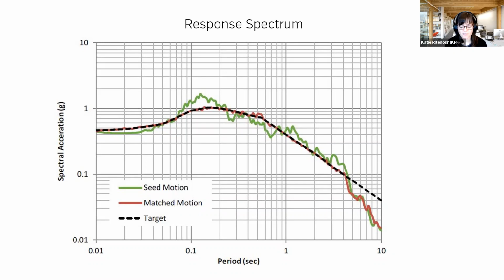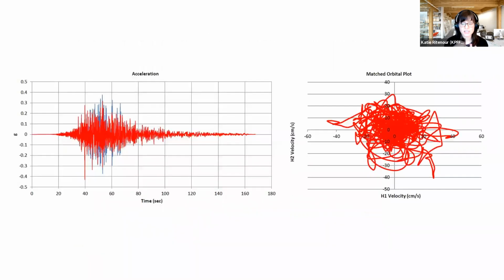And then after they identify the target, they go out and get earthquake records from around the world, and they use that and then scale it to create what we call a modified motion. In this particular example, the modified motion is what is identified on this graph as the matched motion, which is that brown, red squiggly line. And once we have that, they use that information to get us accelerations and displacement velocity, the orbital plot on the right-hand side, which is what we actually use in our performance-based design structural models.